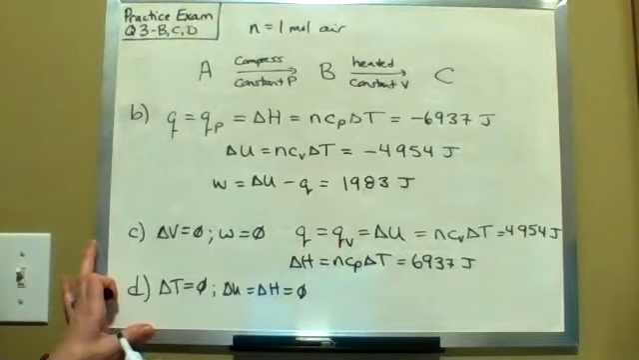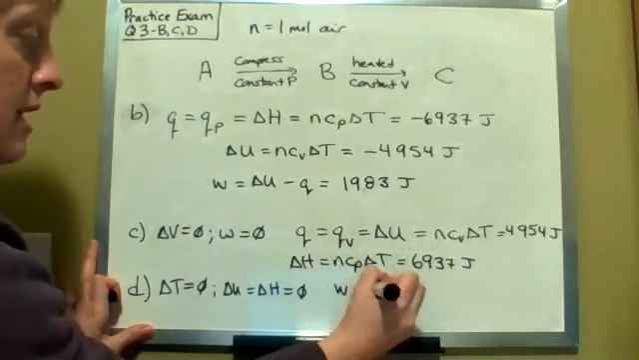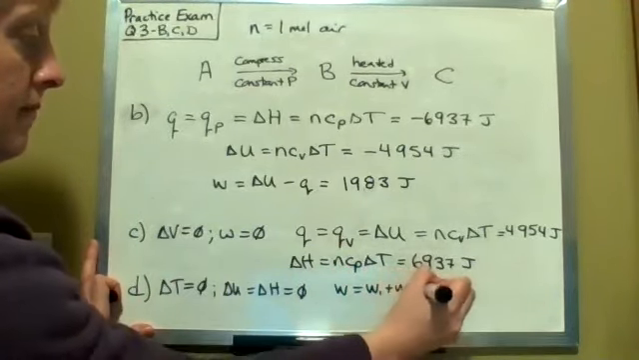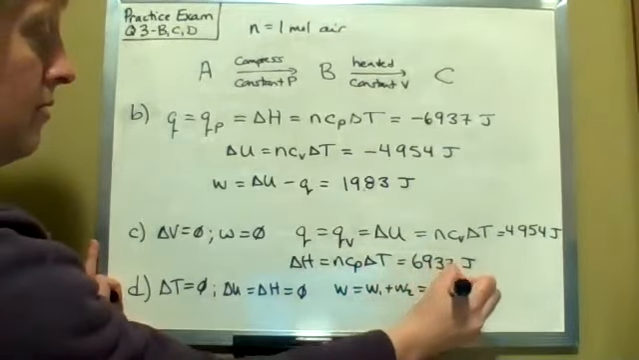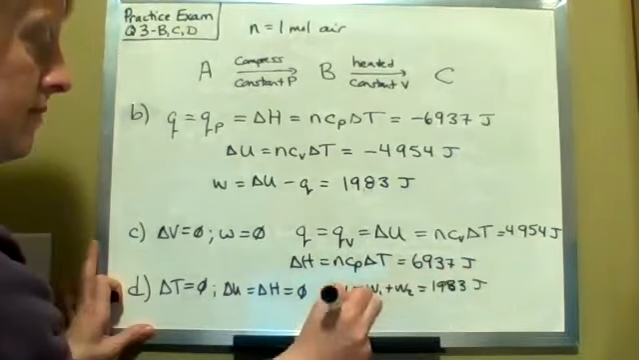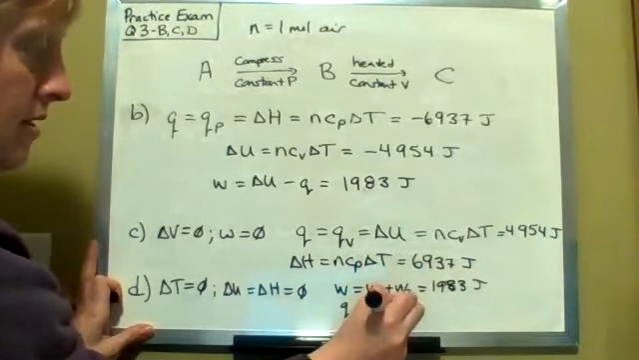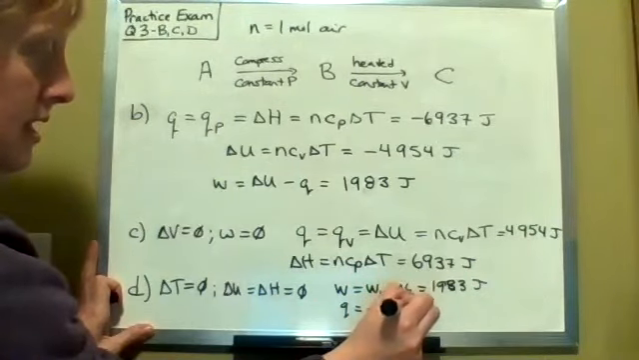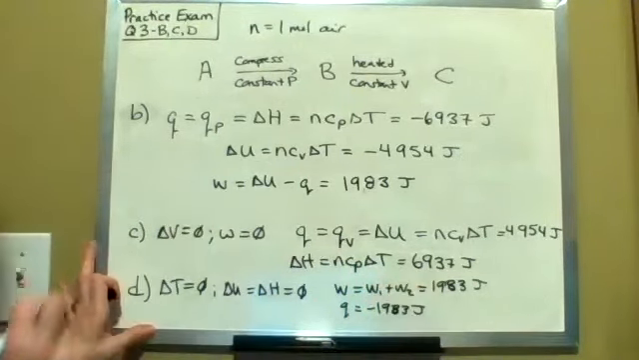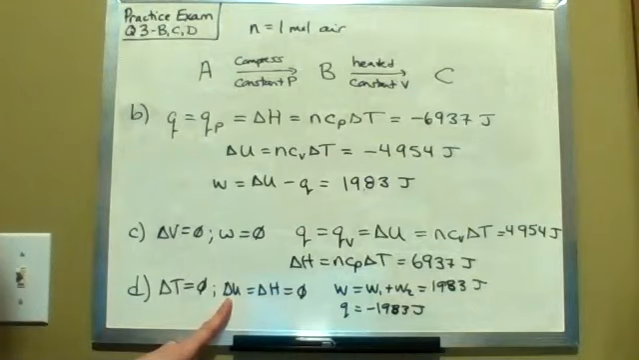For our work and heat, you're just going to add them up. So our overall work, you're just adding up one with the other. You're going to have 1,983 joules. And for heat, doing the same thing, you're going to have minus 1,983 joules. So hopefully it does work out that way, because if your delta U is 0, that means that Q has to equal W in that case. So there you have it.